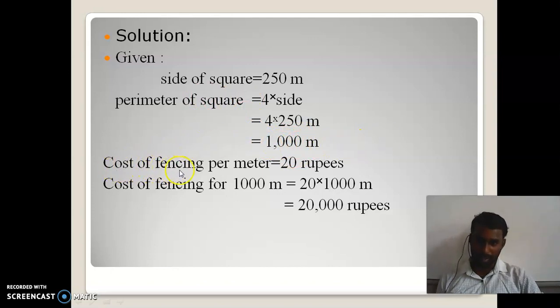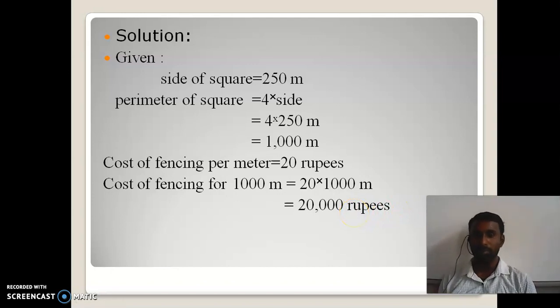So cost of the fencing per meter equals 20 rupees. So what will be the total value? 1000 meter, for 1 meter 20 rupees. So cost of fencing for 1000 meter, which should be 1 meter 20 rupees, means for 1000 meter we have to multiply by 1000. So 20 into 1000. As you already know, see here, 2 into 1 is 2, the remaining 0s you will add. Okay, so 20,000 rupees. So the cost of fencing for 1000 meter equals 20,000 rupees. So this is your answer.